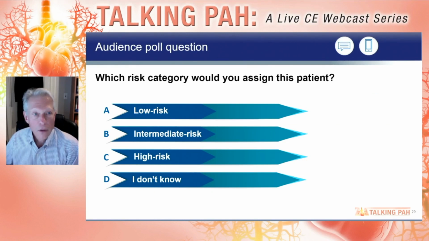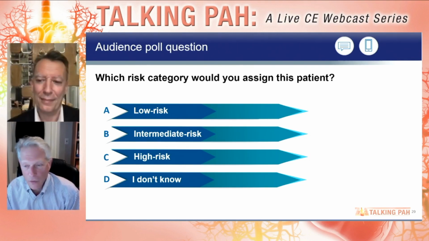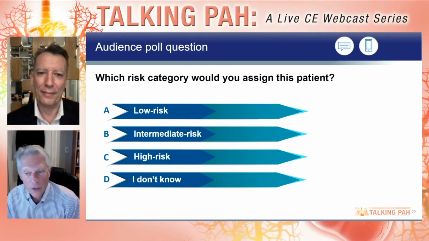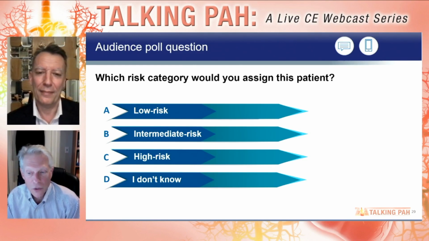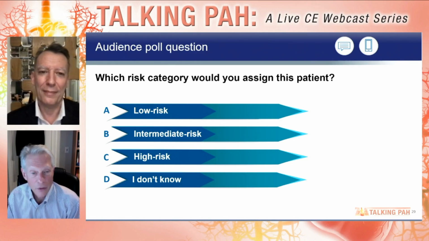And we have another audience poll question. Which risk category would you assign this patient? A, low risk, B, intermediate risk, C, high risk, and D, I don't know. And I'll throw a question out to Mark while we're waiting for the responses. Mark, for risk stratification, when should clinicians use the 3-strata model, which includes low, intermediate, and high risk, versus the 4-strata model: low, intermediate-low, intermediate-high, and high risk?